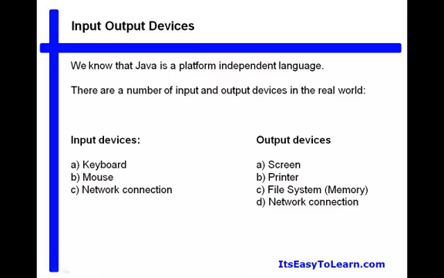On input-output devices, we know that Java is a platform-independent language. There are a number of input-output devices in the real world. The input devices could be something like the keyboard, the mouse. It could also be a network connection. The output devices could be your screen, like you're seeing this video, the printer. It could be a file system, your memory, could be your pen drive or your hard disk, or it could also be a network connection.